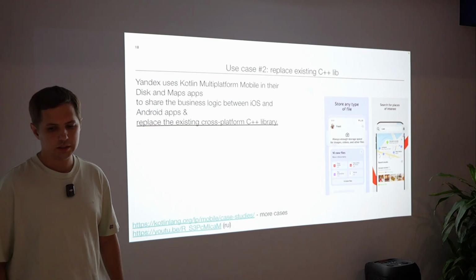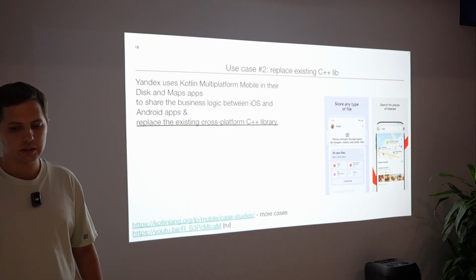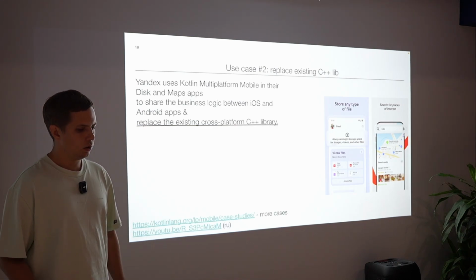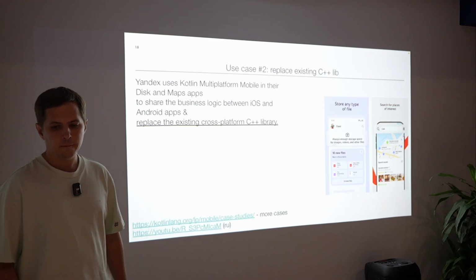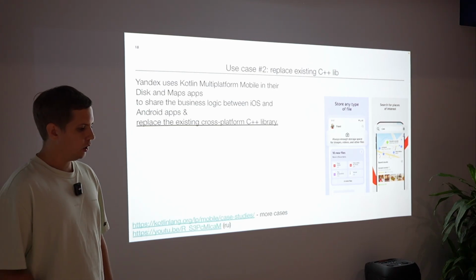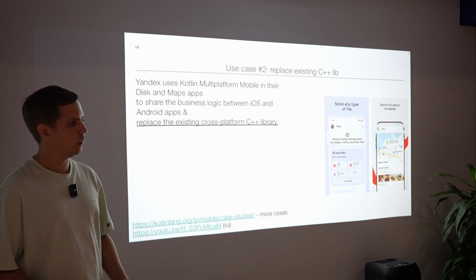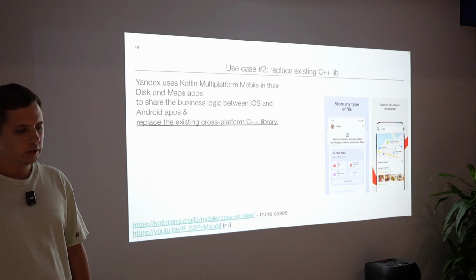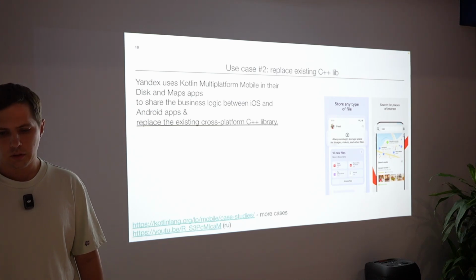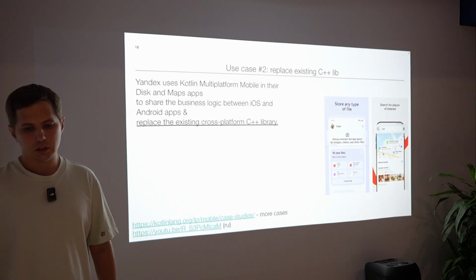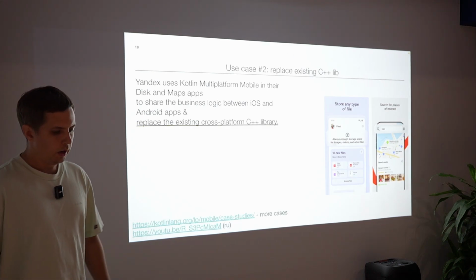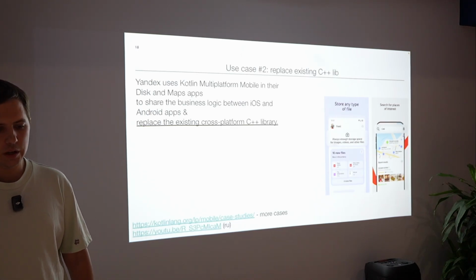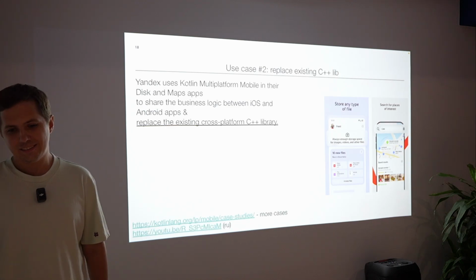Another use case was recently mentioned on the JetBrains case studies website. It's about Yandex, which uses Kotlin multiplatform in several of their applications, mostly in the Disk and Maps apps. In these applications, they had already tried to share business logic between their platforms, and they made it with a C++ library. Later, when KMP appeared, they tried to replace it with Kotlin multiplatform. And they continued doing it because it's obvious that for mobile developers, it's much easier to write Kotlin code than C++ code.